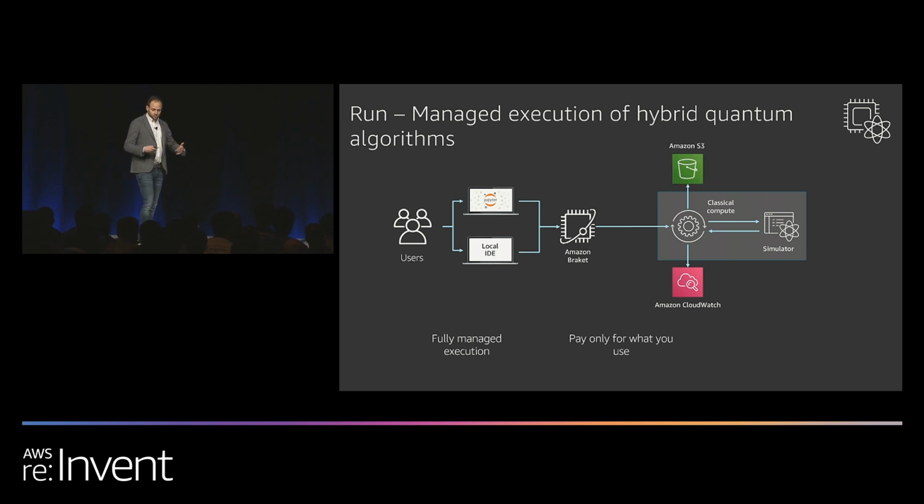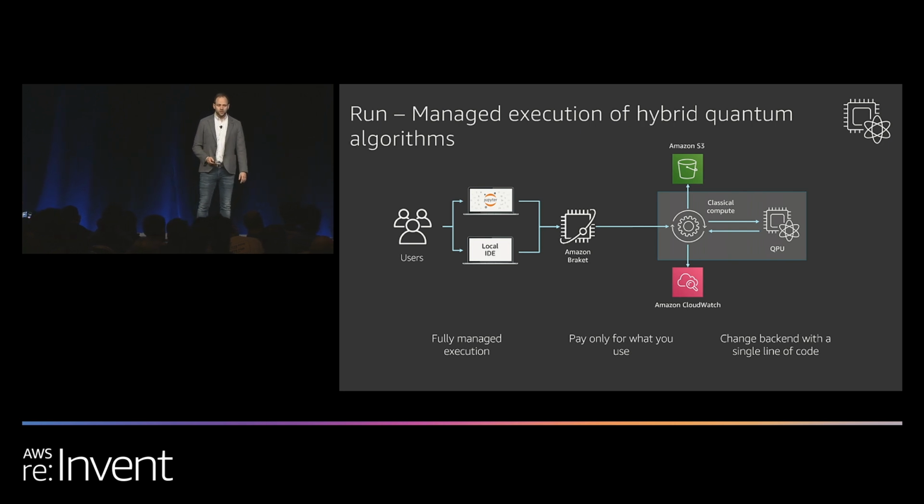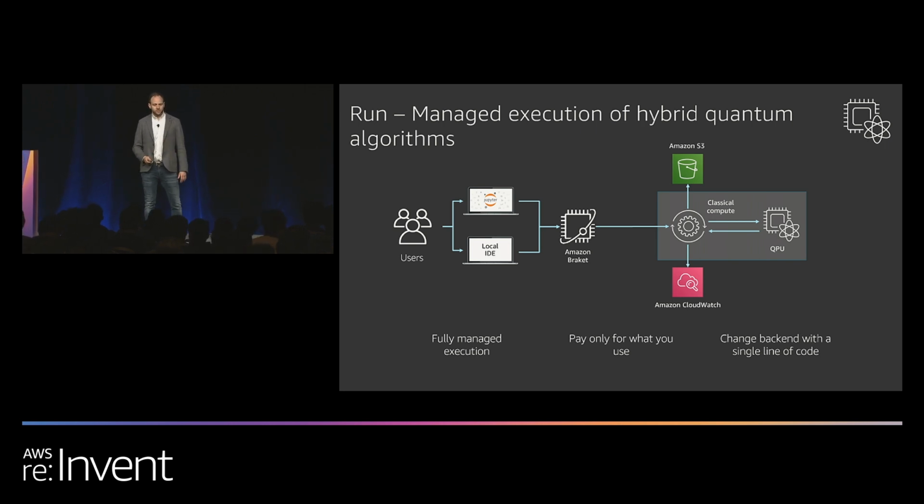Once the computation is complete, Braket will write out the results to Amazon S3, tear down the compute environment so that you only pay for what you use. And most importantly, by changing a single line of code, you can actually change that simulator backend to a real quantum computer. And the user experience is exactly the same, and no other manual steps are required.